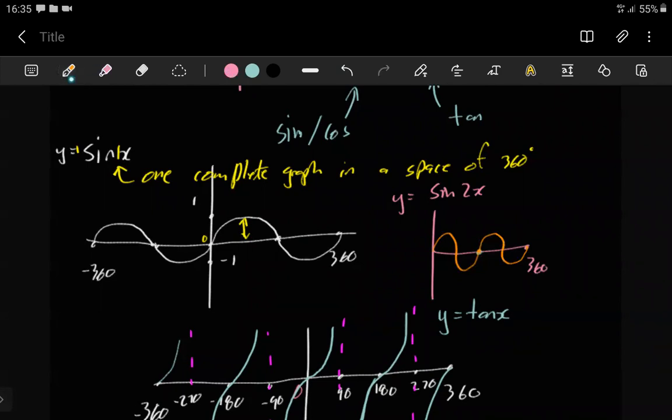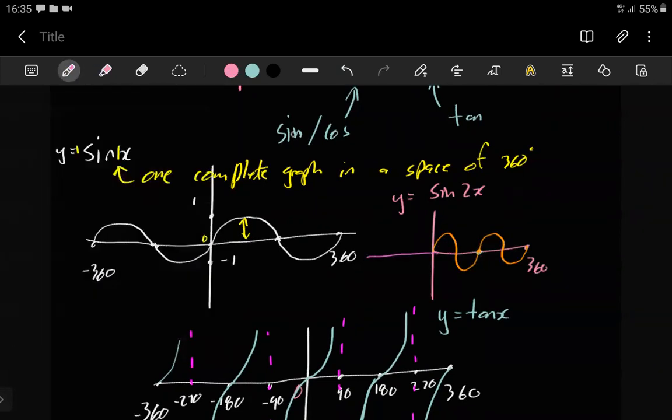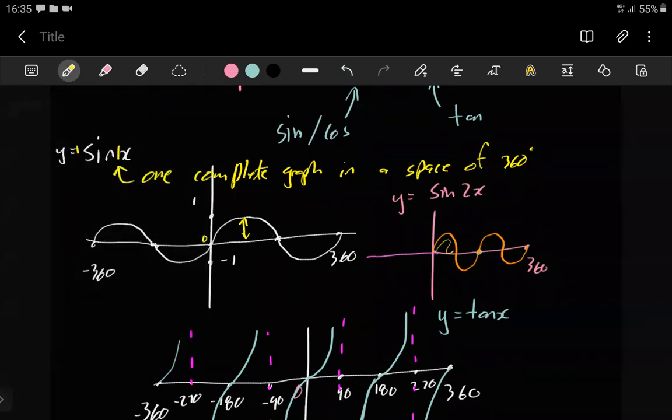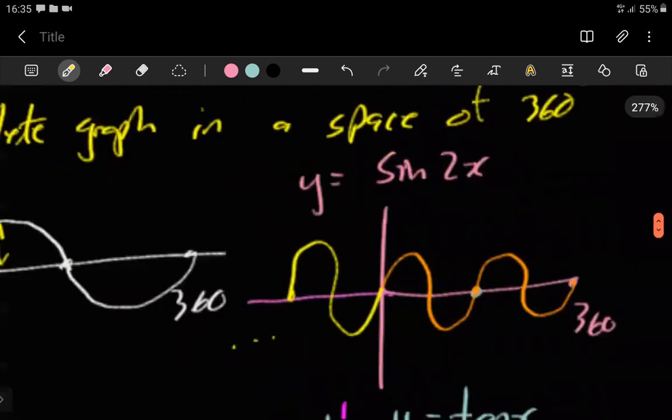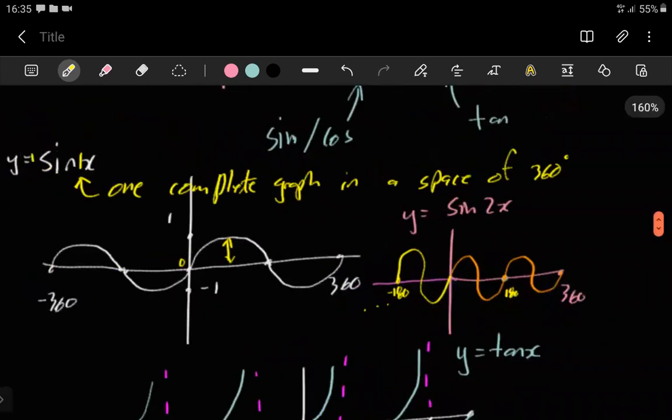So meaning on the left side here, you would also have the same image, right? Where you would see one full graph in 180 degrees and then another full graph going on and on and on. You see, so this here would be 180 degrees. This would be negative 180 degrees if this number was a 2. Do you see it? Yes.